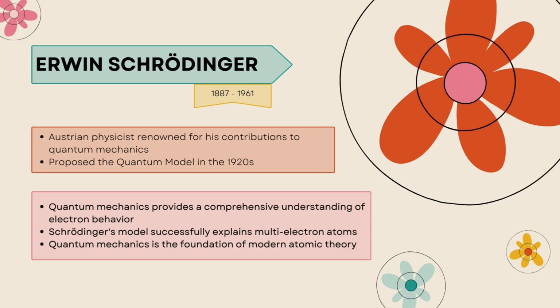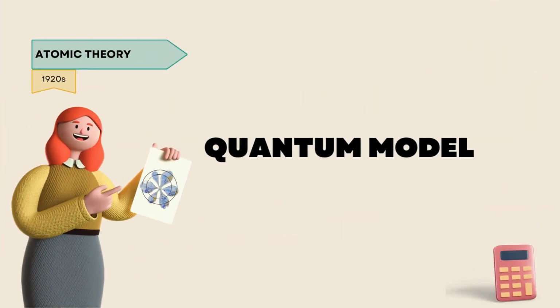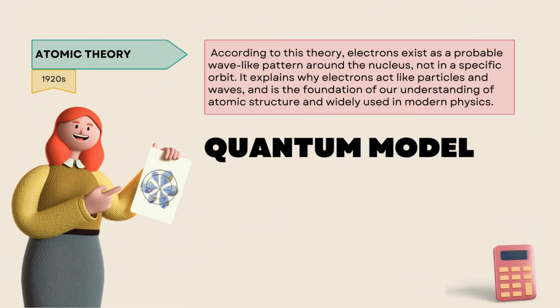The Schrödinger model successfully explains multi-electron atoms. Quantum mechanics is the foundation of modern atomic theory. This is the fifth model of atomic theory, known as the quantum model, given in the 1920s. According to this theory, the electron exists as a probable wave-like pattern around the nucleus. It is a small quantum.